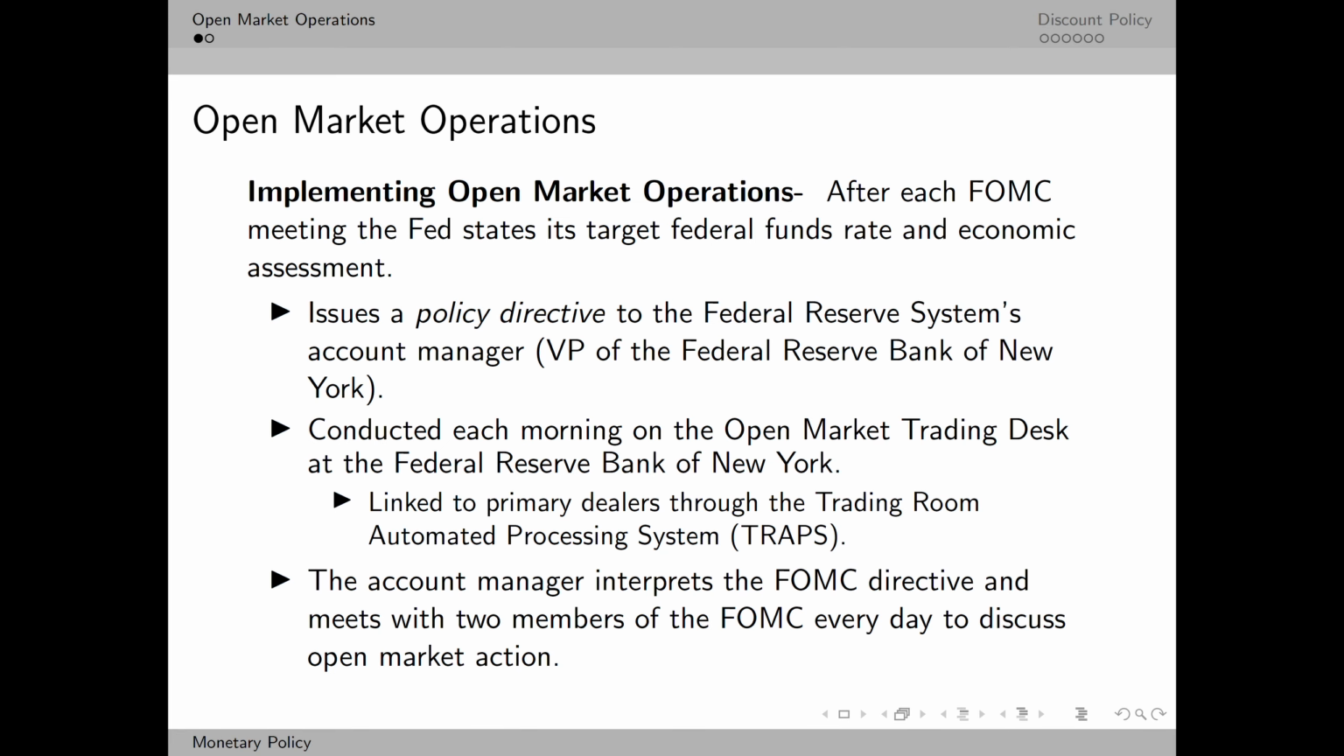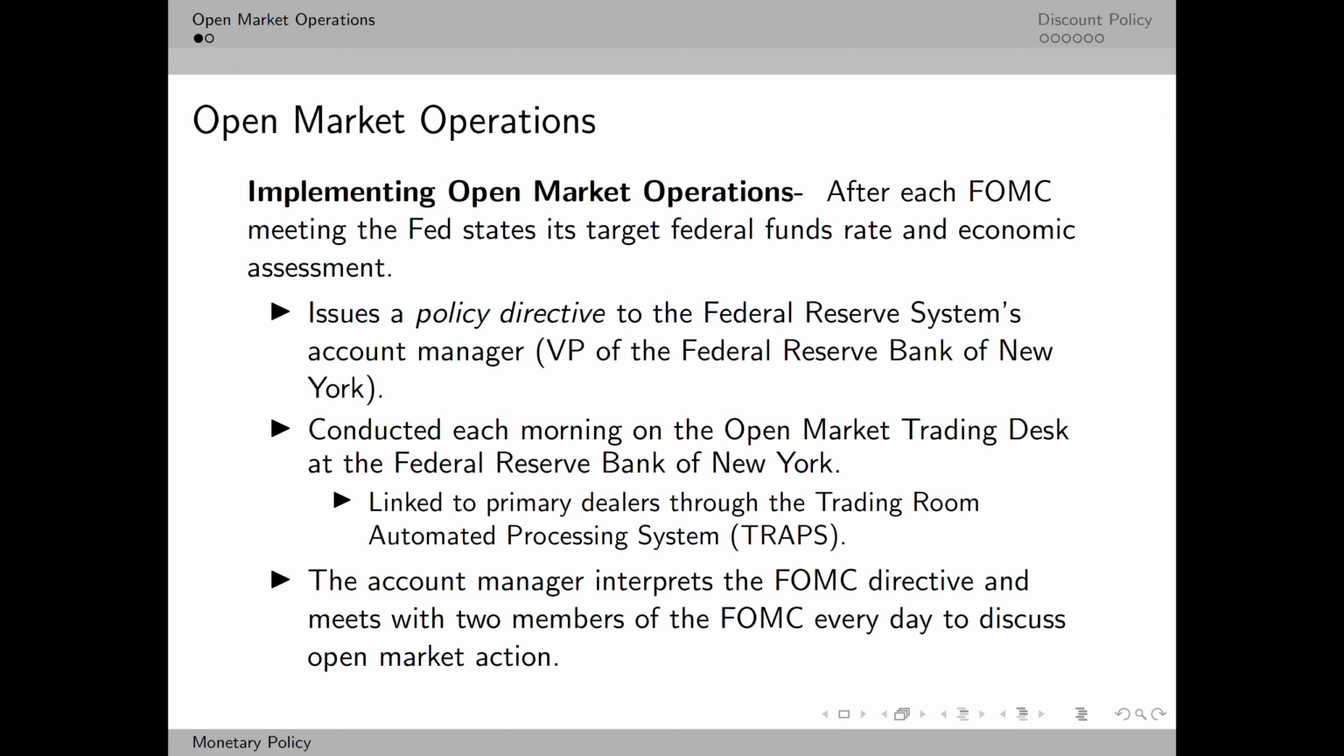So, if you remember our discussion on open market operations, after each FOMC meeting, the FOMC is going to decide what the Fed should target the federal funds rate to be and then give a broader economic assessment. After it does so, it needs to implement these open market operations. So it sends a policy directive to the Federal Reserve System's account manager, which is always going to be the vice president of the Federal Reserve Bank of New York. And then each morning, these open market operations are conducted on the open market trading desk at the Federal Reserve Bank of New York. So it's all concentrated in New York City.